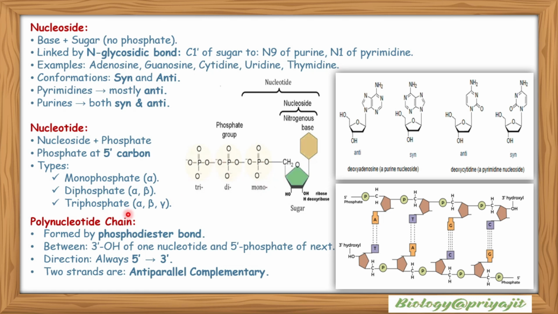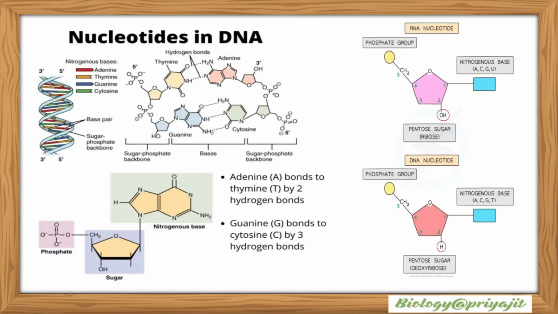So polynucleotide chains are formed by the phosphodiester bond, which is formed between the 3' OH of one nucleotide and the 5' phosphate of the next. So its direction is always 5' to 3', and the two strands are always anti-parallel, that is, complementary in nature. So this is deoxyadenosine, a purine nucleoside, and deoxycytidine is a pyrimidine nucleoside. So this is the polynucleotide chain image.